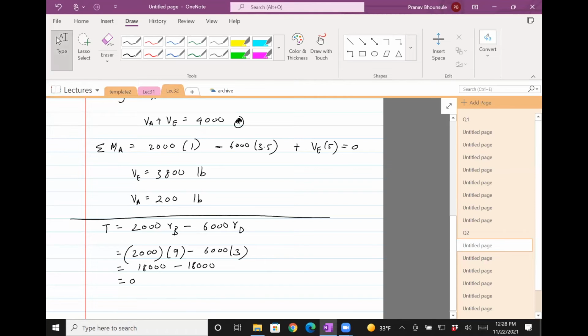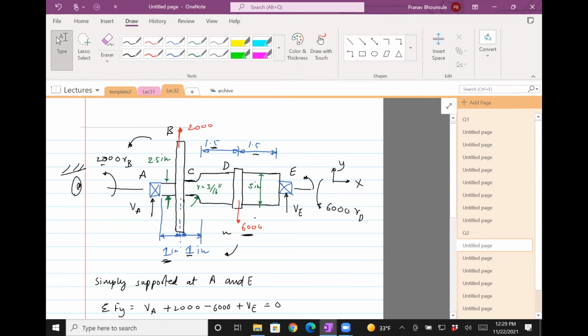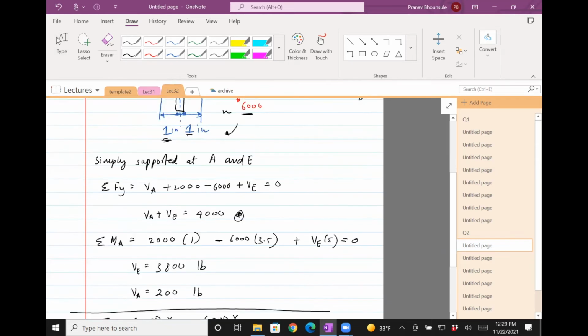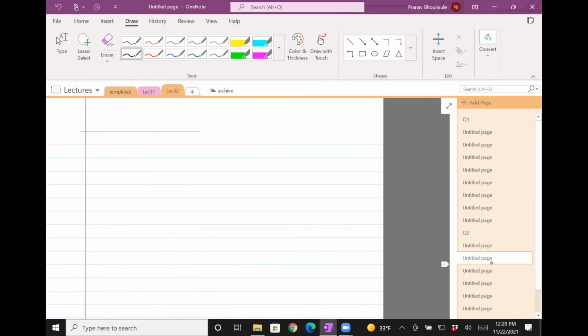The net torque on the system is 0, which also means that here the torque is 0. It actually increases to 2,000 times RB, and then it stays at 2,000 times RB, which is 18,000, all the way till it reaches here, and then it goes down. And that will be clear when I draw the torque diagram in just a bit. So I'm now going to use this information which I had for the forces and the torque to draw a bending moment diagram, a shear force diagram, and a torque diagram. And that will guide me towards the second part, which is the factor of safety.